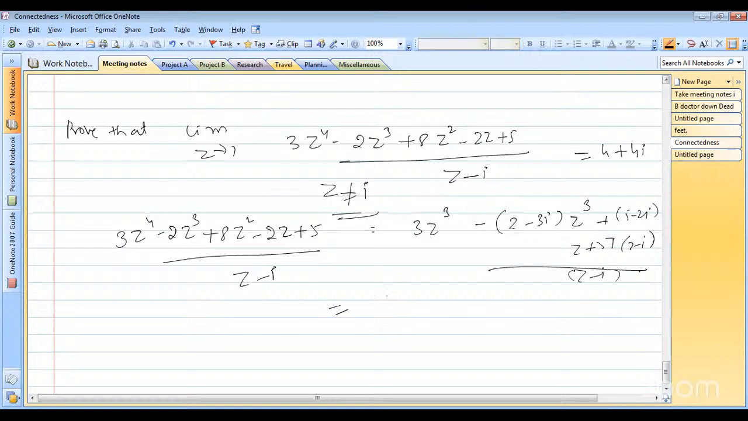So 3z cube minus 2 minus 3i into z square, which will be removed from the denominator part, and 5 minus 2i into z plus 5i. This tends to 4 plus 4i by substituting, since the function is continuous.